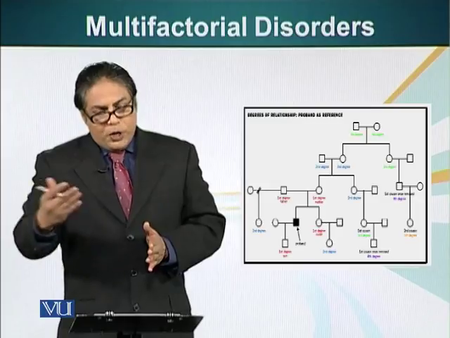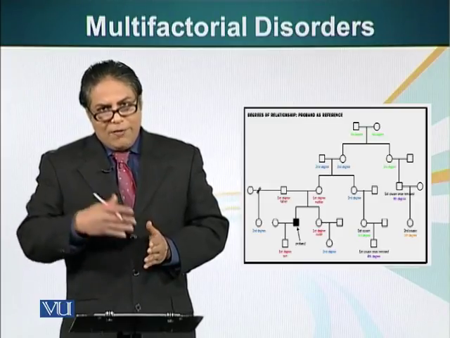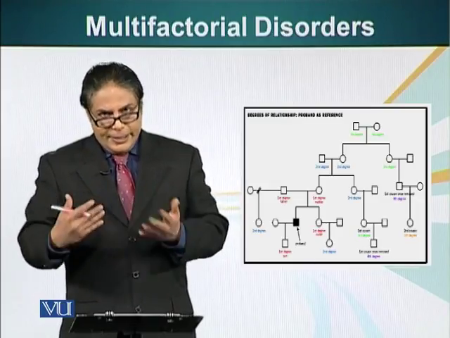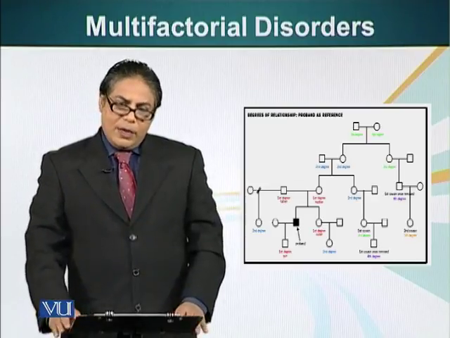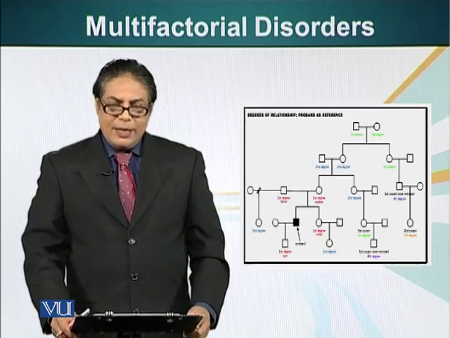So third degree relatives are the ones which will have 12.5% genes in common with us, so on and so forth. So next we will look at the cytogenetic disorders in the next module.